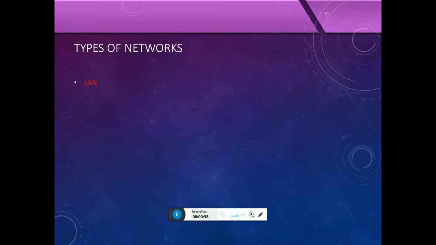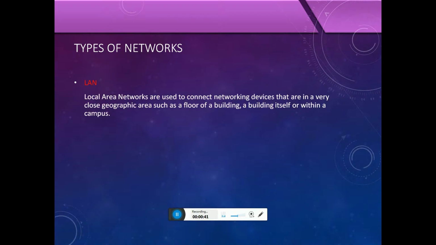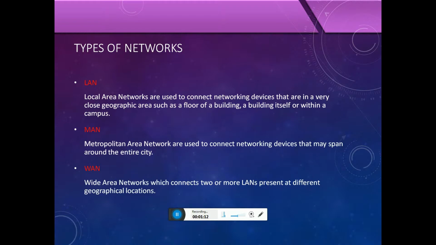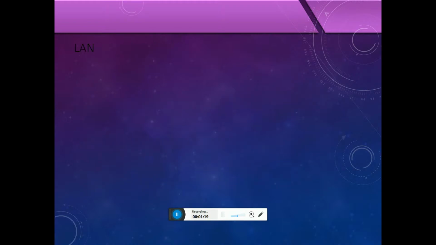Types of networks. LAN, Local Area Network. Local area networks are used to connect networking devices that are in a very close geographical area, such as a floor of a building or within a campus. MAN, Metropolitan Area Network, is used to connect networking devices that may span the entire city. WAN, Wide Area Network, connects two or more LANs present at different geographical locations.